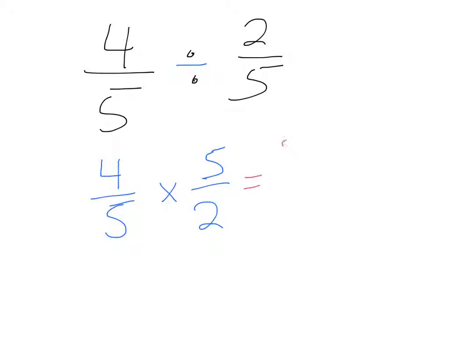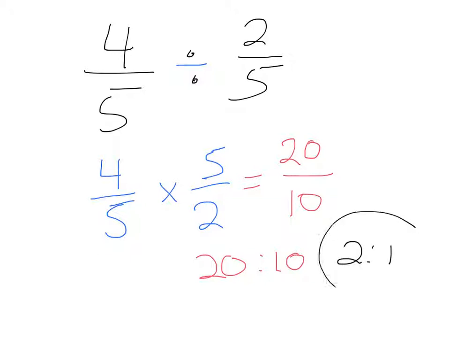4 times 5 is 20. Down at the bottom, 5 times 2 is 10. So my answer is always my ratio. So this is the same thing as 20 to 10. But we can always simplify. If 20 and 10 can both be divided by the same thing, then we want to do so. And they can in this case, so I simplify it down to 2 to 1. So that's the only case where you're going to have to change that decimal to a fraction. So we're not going to worry about it too much on this test.